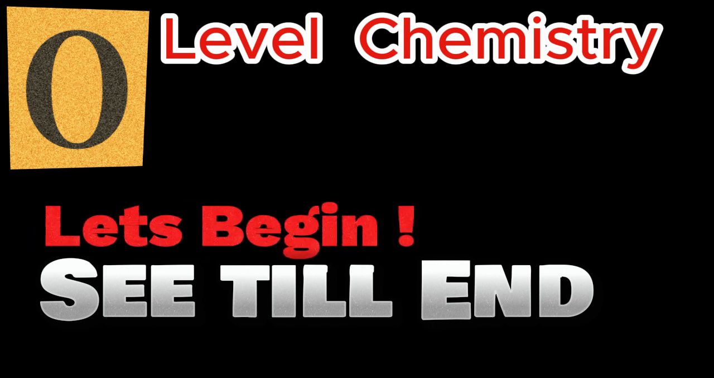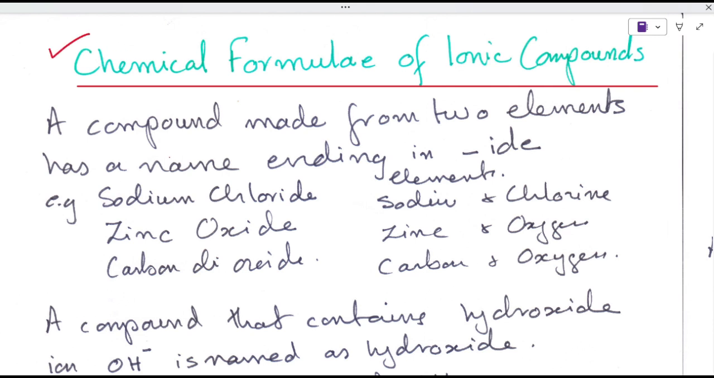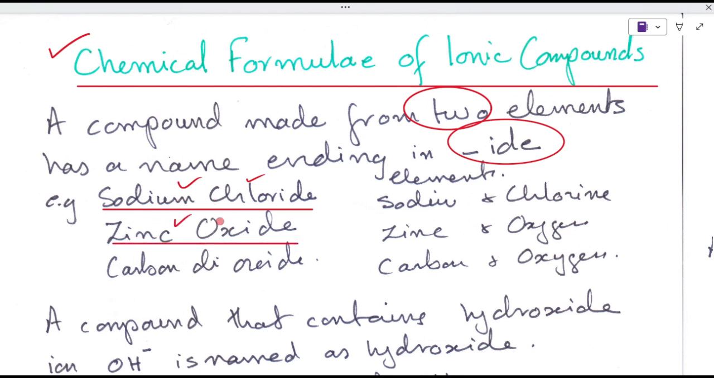Now, first of all, I will start off with the chemical formula of ionic compounds. A compound made from two elements has a name ending in -ide. For example, sodium chloride, made up of sodium and chlorine. Zinc oxide, made up of zinc and oxygen. Carbon dioxide, made up of carbon and oxygen.